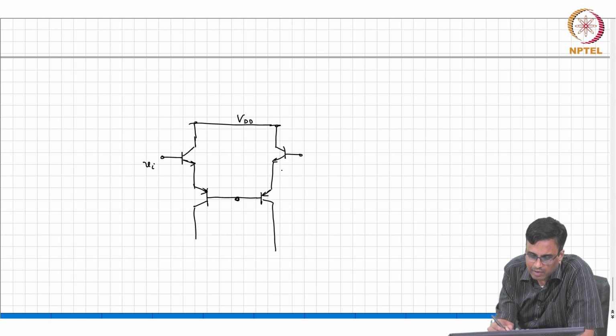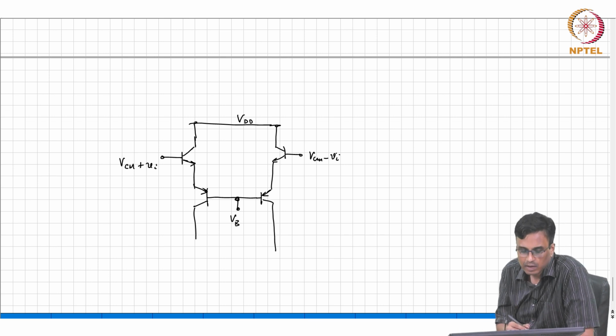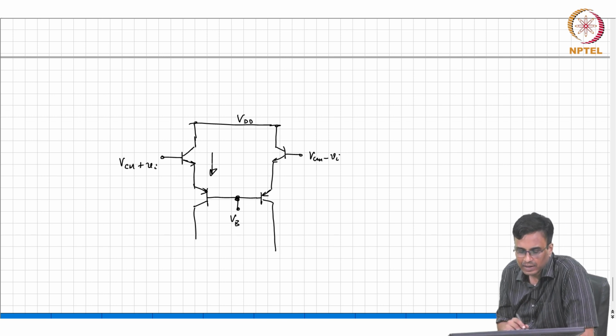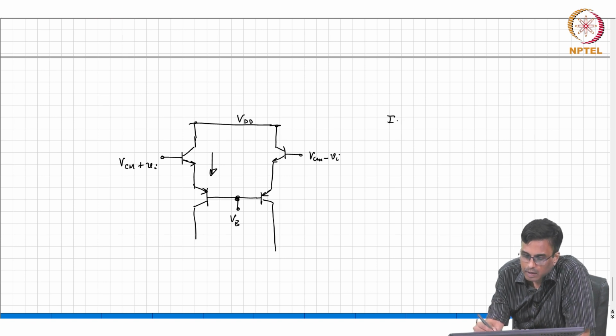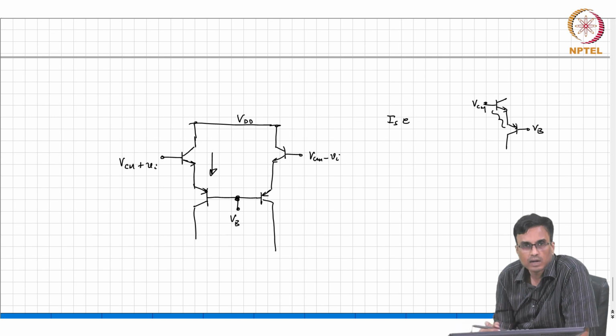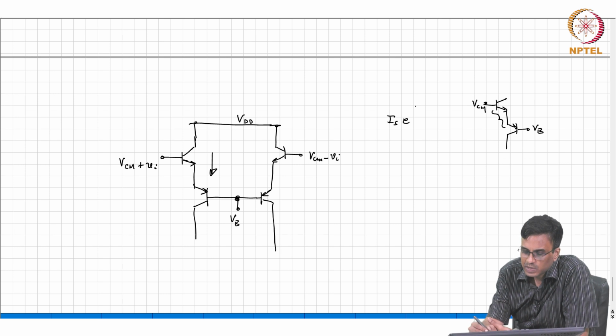If I apply an incremental Vi here, so let us say this is VCM plus Vi, this is some bias voltage Vb, this is VCM minus Vi. What comment can we make about the quiescent current here first? Let us assume all the transistors have the same saturation current Is. It is exponential. Simply by symmetry this is VCM, this is VB, correct. By symmetry the voltage in the middle will be half. So this is basically e to the power of VCM minus VB by 2 VT, correct.